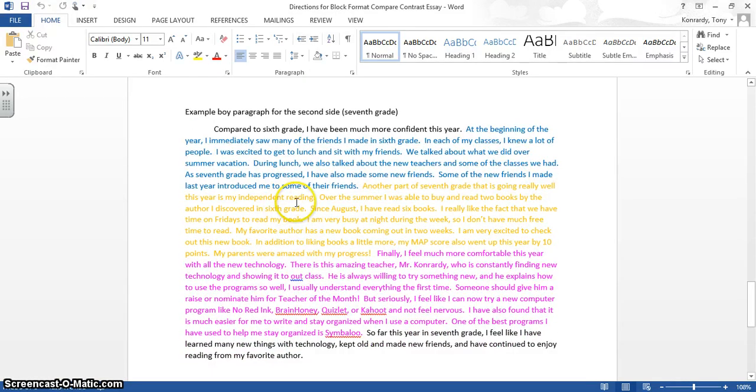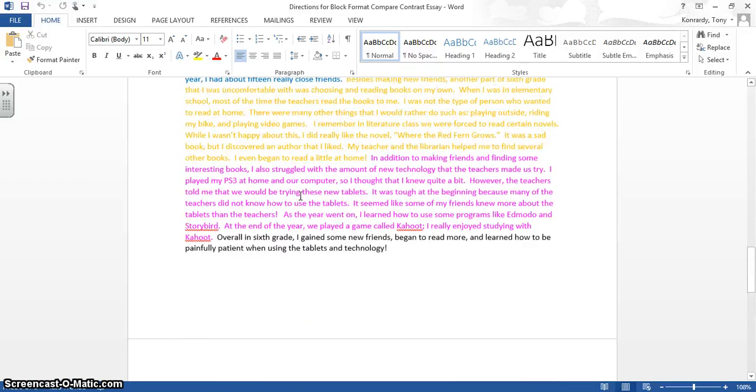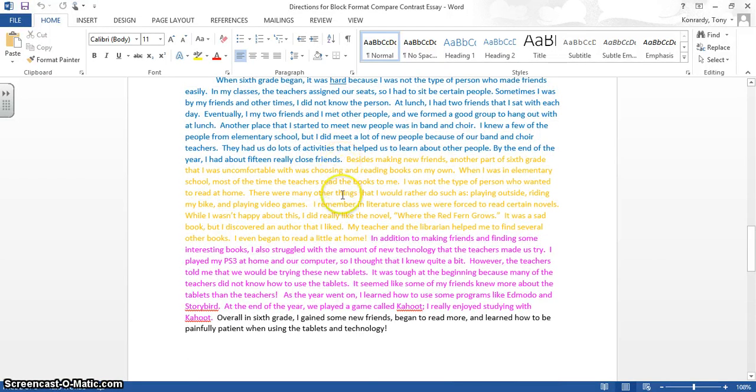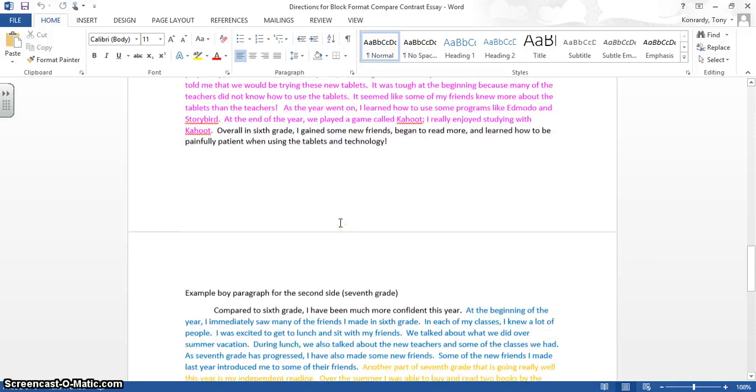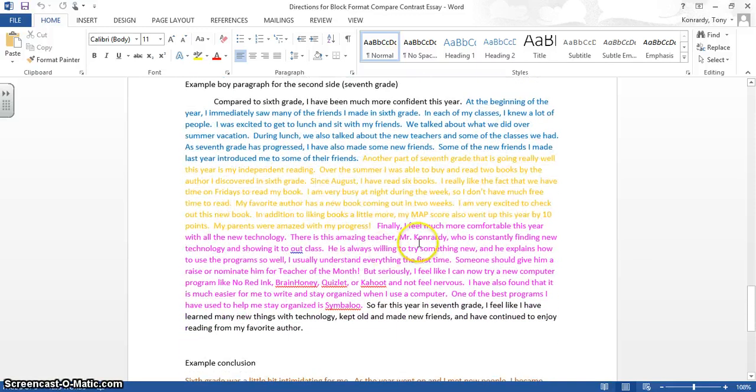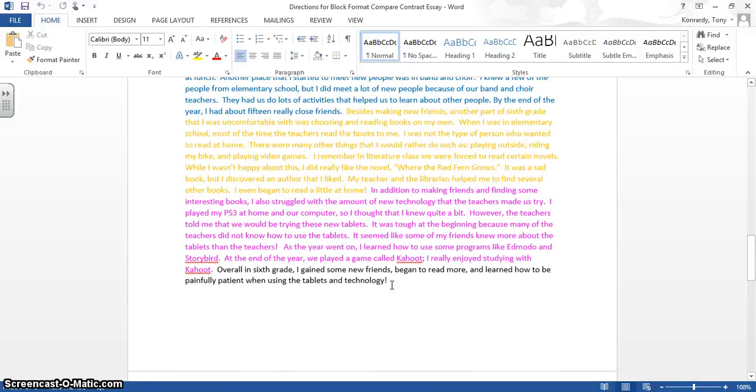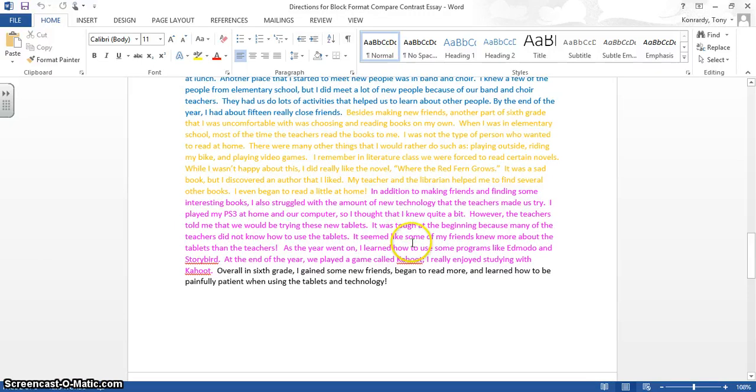In my 7th grade paragraph, I'm going to use a transitional word here, another. Another part of 7th grade that is going really well this year is independent reading. Notice I kept that in the same order as well, independent reading. And finally, and I actually used the transitional word finally there, this is going to talk about technology in 7th grade. And you can see in my 6th grade block, technology was my third area as well.